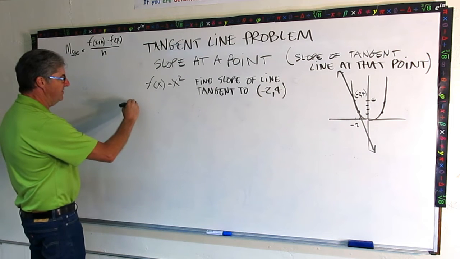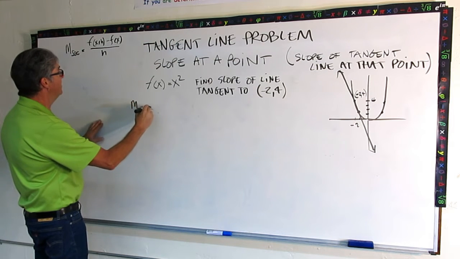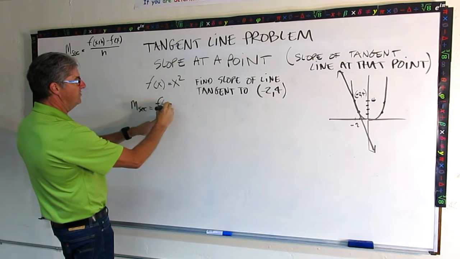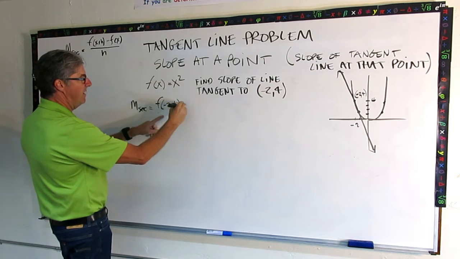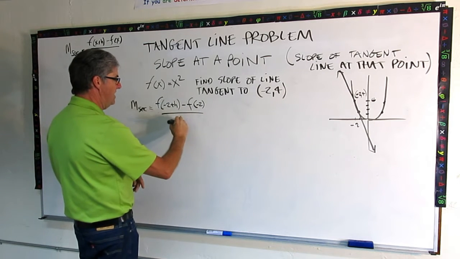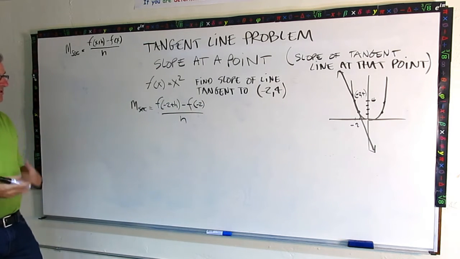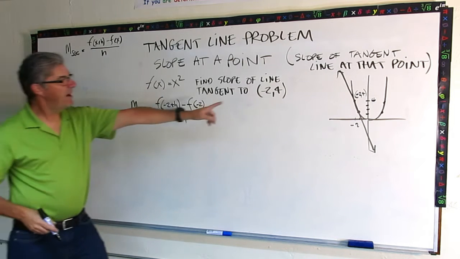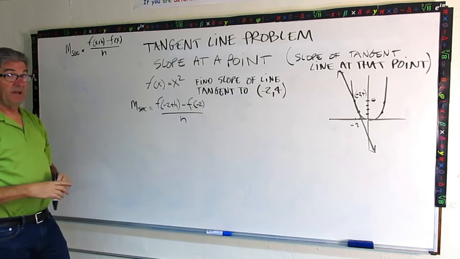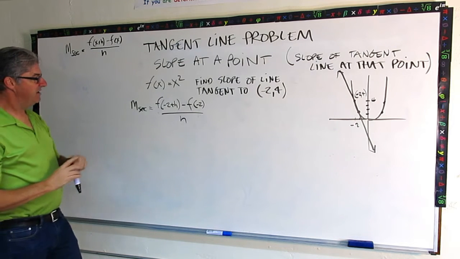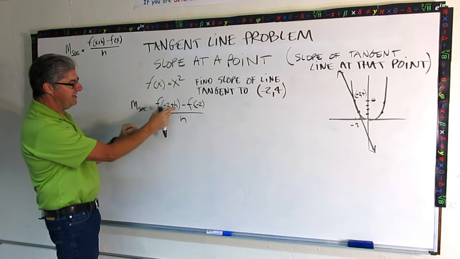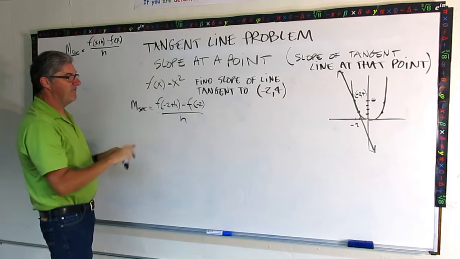So the slope of the secant is going to equal f of negative 2 plus h minus f of negative 2 over h. Okay? So I just did my plug-in. I plugged in my x value where x shows up in here. Now I have to do the math on that. This is f of negative 2 plus h.